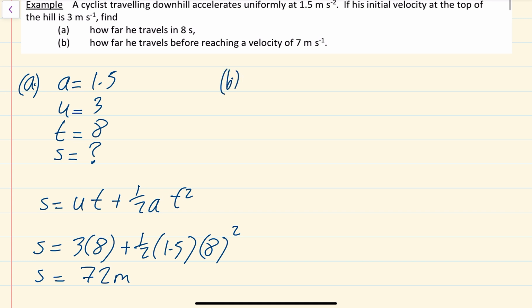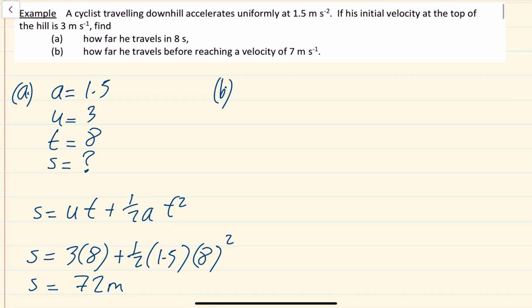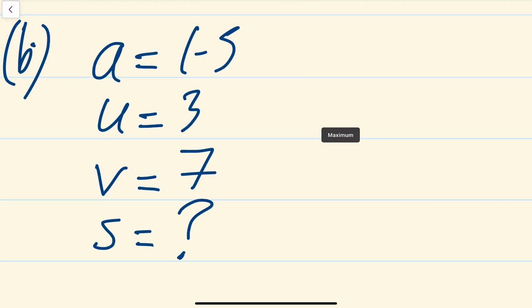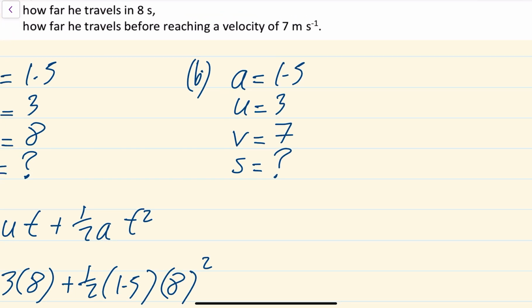Okay, part B. Part B says, find how far he travels before reaching a velocity of 7. So your A is the same, 1.5, your U was 3, and I want my velocity to get to 7, and I want how far he travels. So we want to find S again, but look, we've got 4 different things here. We don't have the same 4 letters that we had. So you look and you see which of my equations above uses these letters, and the equation would be, I'll write it up here, V squared equals U squared plus 2AS.